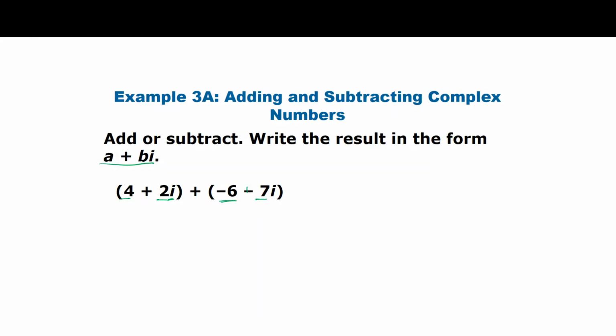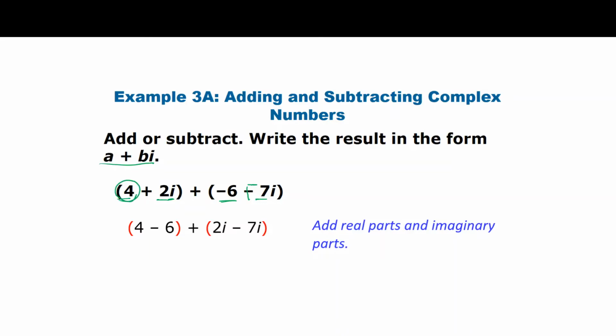And I'm going to just remember that this is plus the opposite here. Okay, so the first thing we want to do is add our real parts and our imaginary parts. So here's our real, 4 and a negative 6. So 4 minus 6 plus, here's our plus sign, 2i minus or plus a negative 7i.